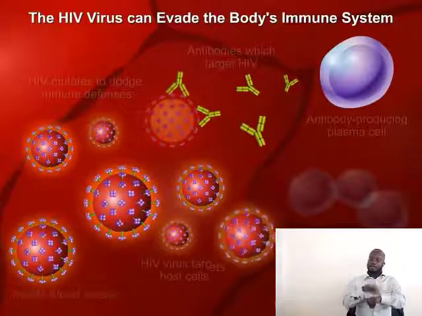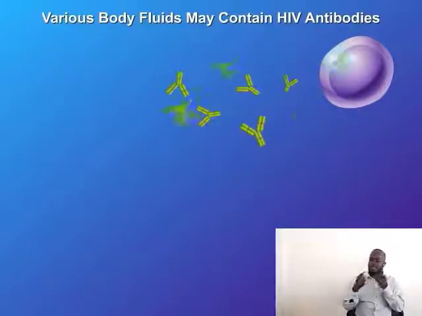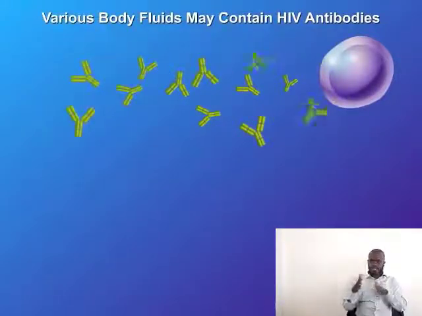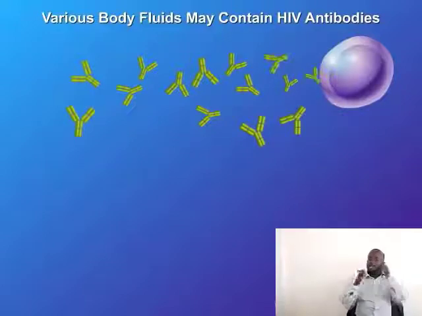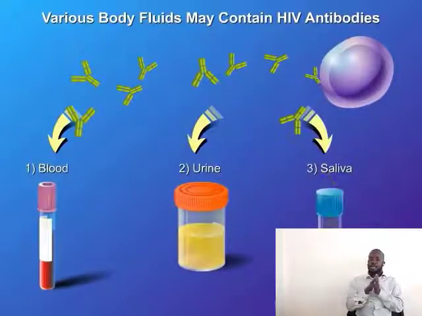is chronic and long-term. From the time you are first infected with the virus, your body normally takes a few weeks to produce antibodies against HIV. These HIV antibodies can be found in various body fluids, such as blood, urine, and saliva.